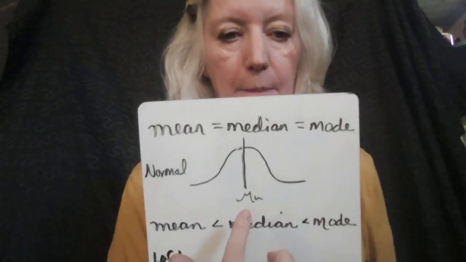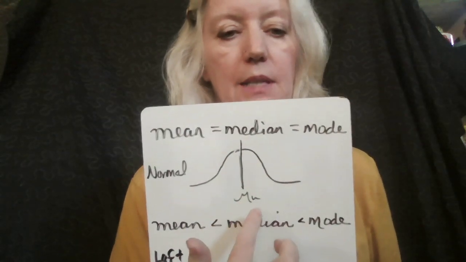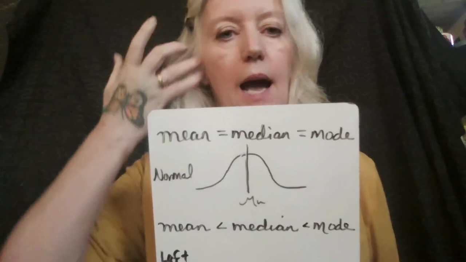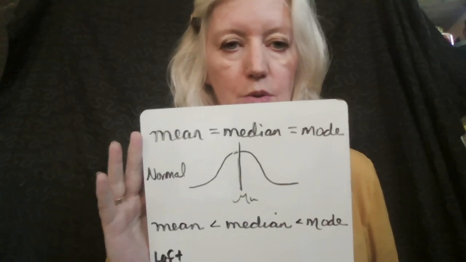And from now on, we're going to call that mu, which is a capital squirrely little m, which is the Greek m, and then u. I'm just going to call it mu. Don't worry about it. Call it mean, median, and mode for now. I will call it mu. You will all be calling it mu soon.